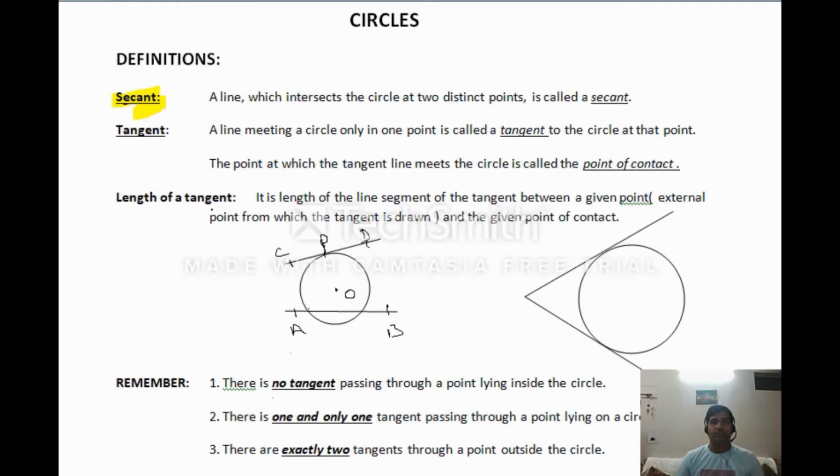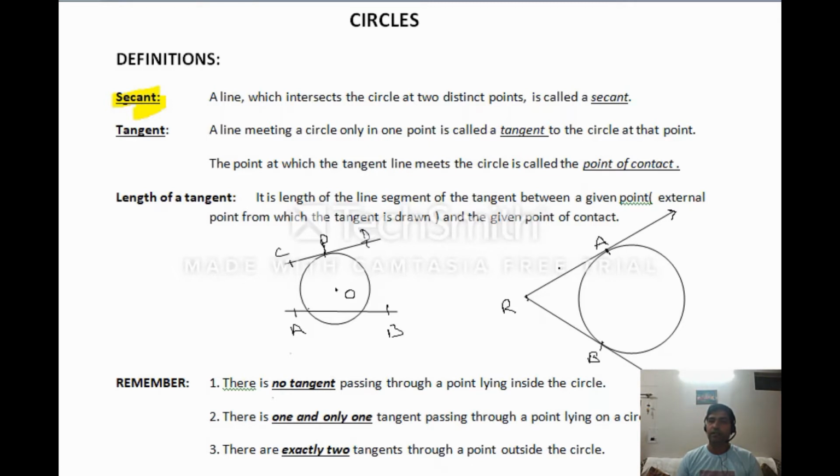Now the next is the length of a tangent. Actually the children are facing problems in this, so how much is the length of a tangent? Now look at this. Let's say from point R, two tangents are drawn. One is RA and the second is RB. Because a tangent is a line, you can say ray is a better word for it. It is a ray, starting from point R and going till infinity.